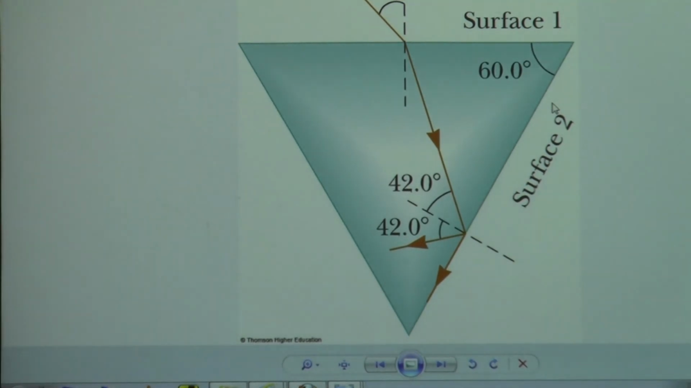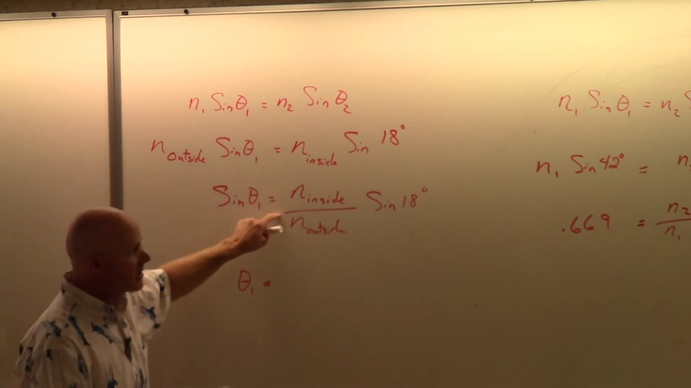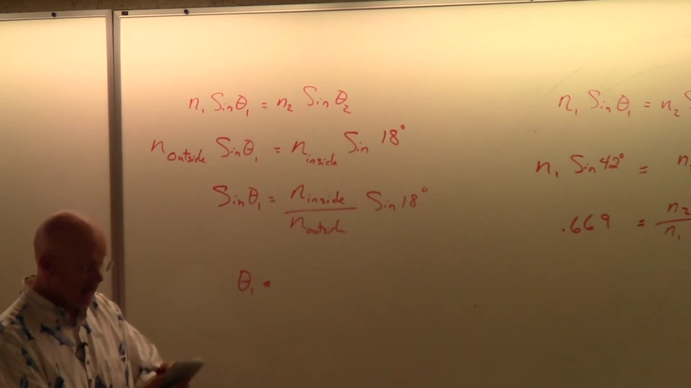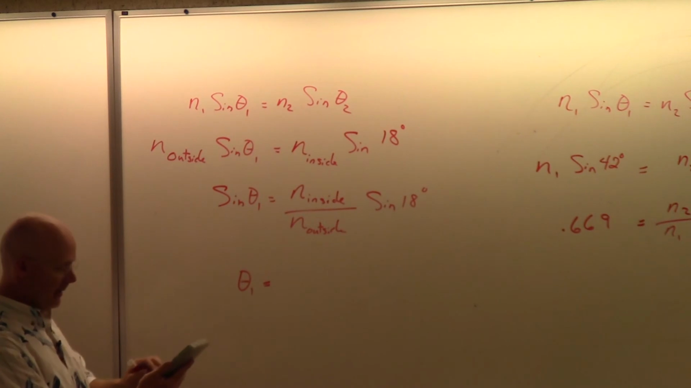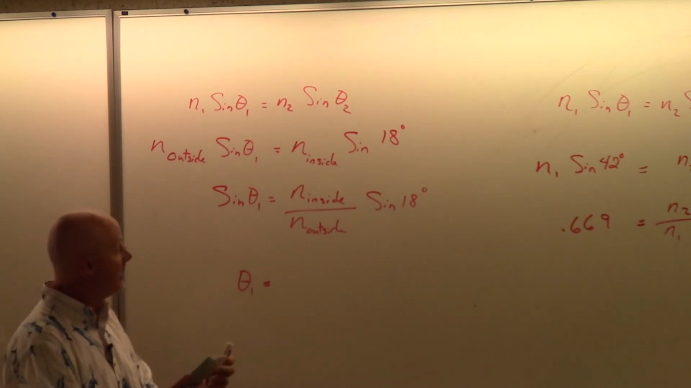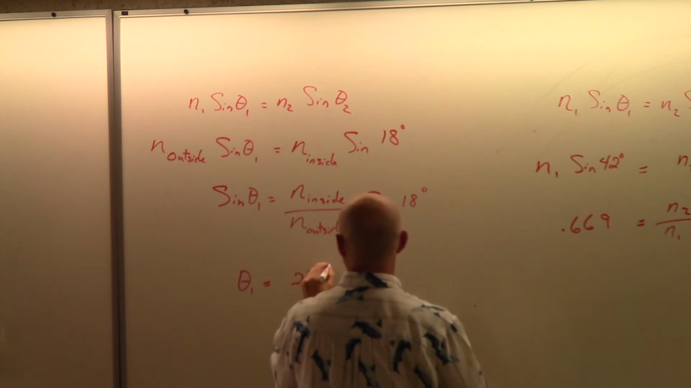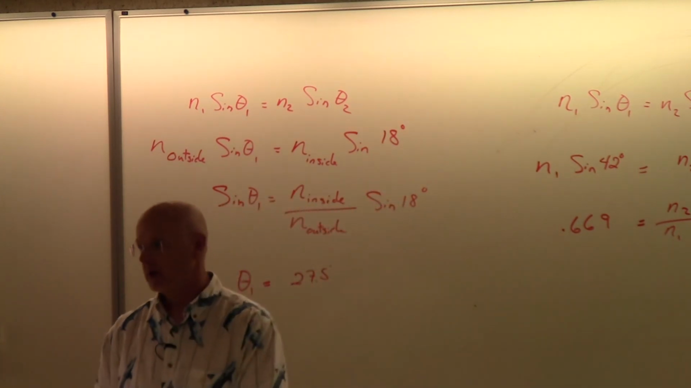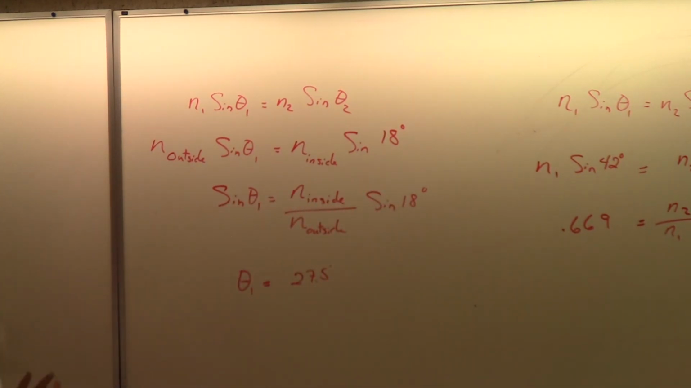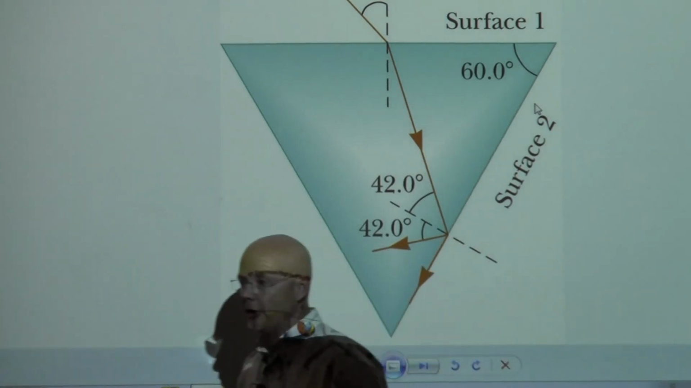All right, so now if I grab my calculator here, this is the reciprocal, 0.669 reciprocal times sine of 18 degrees, inverse sine of that answer, and I've got 27.5 degrees for the incident angle. So for this angle, this would come in, nice incident angle, bounces off, comes around, and sure enough.